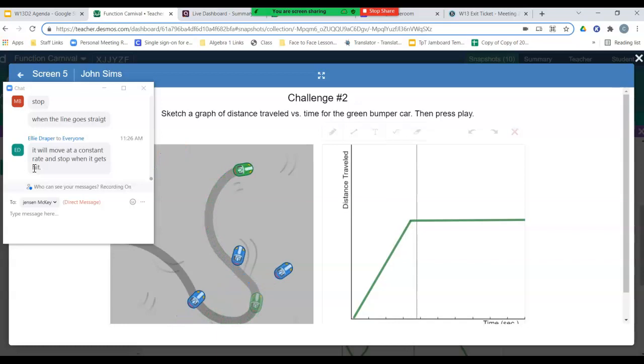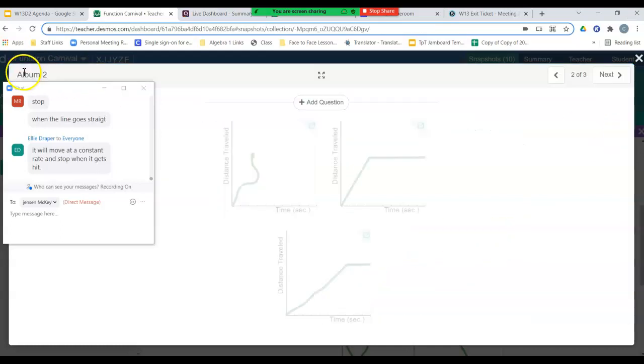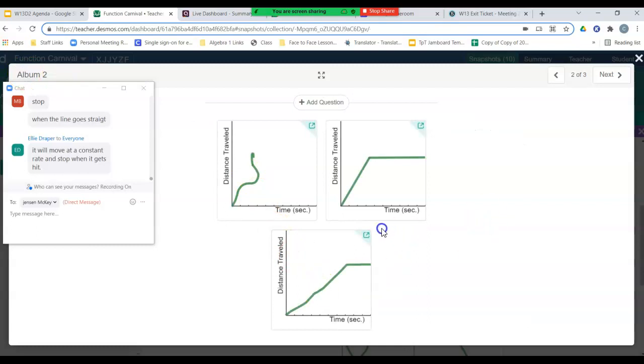Oh, crashed too soon. And then it stopped, and then it crashed. So it's too fast. So we need to make this less steep. So the line should be more like this, and then stop. Okay. And then we have this one.